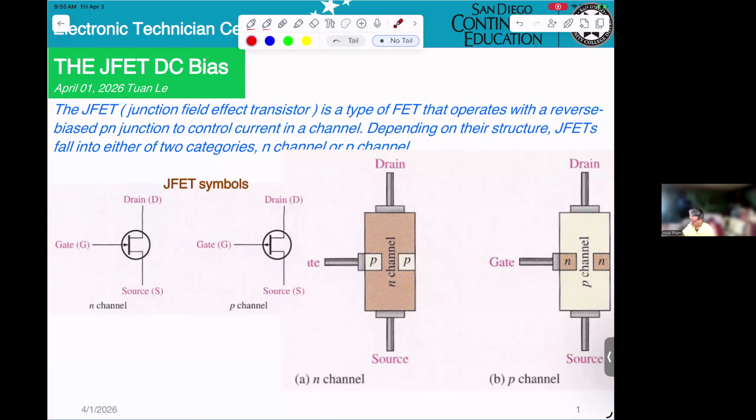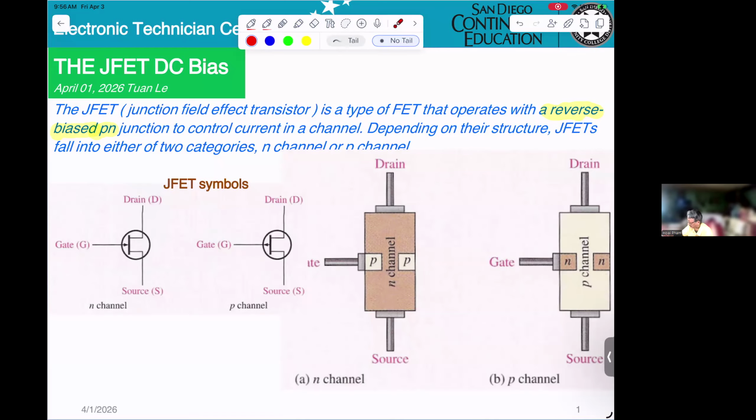Okay, so the JFET, junction field effect transistor, is a type of FET that operates with a reverse-biased PN junction to control the current in a channel.